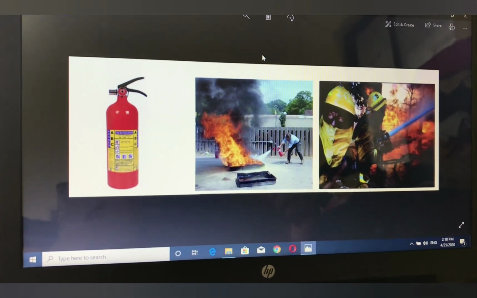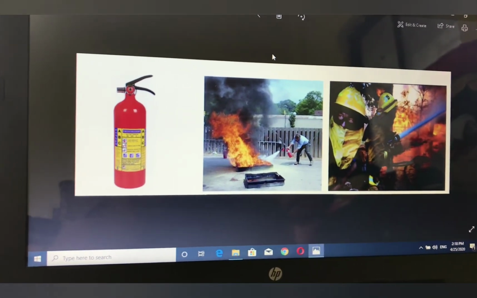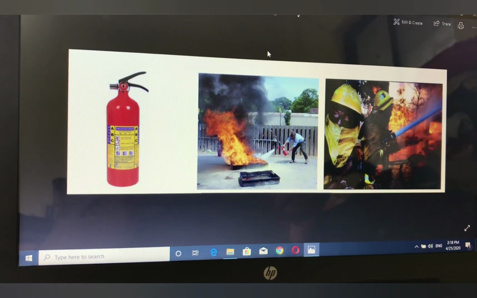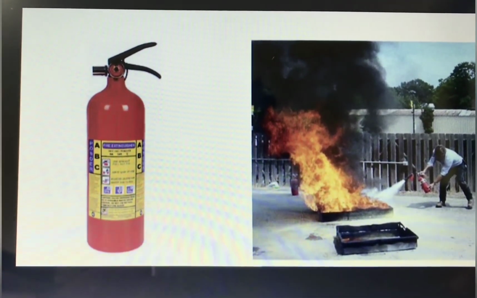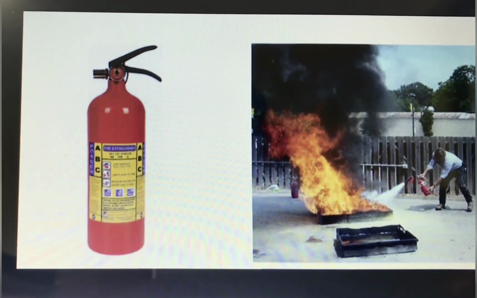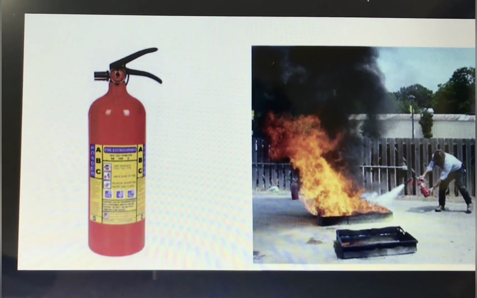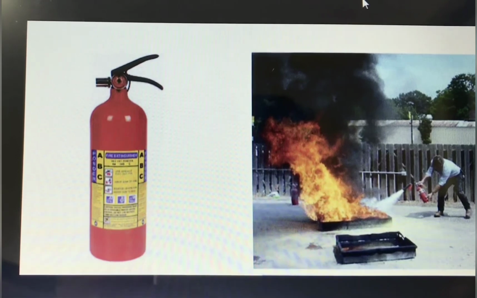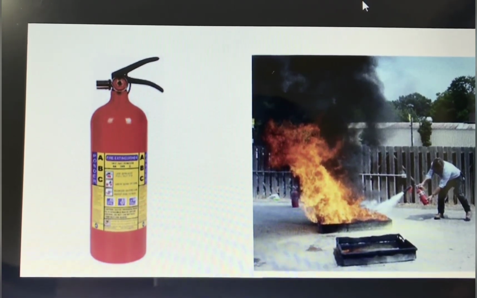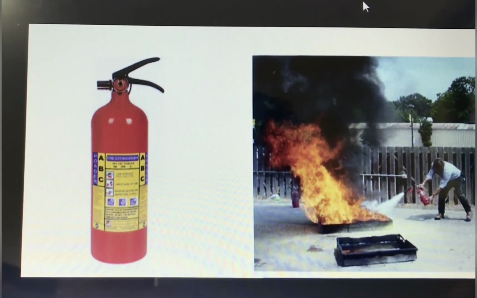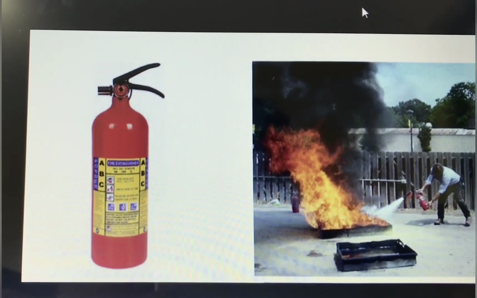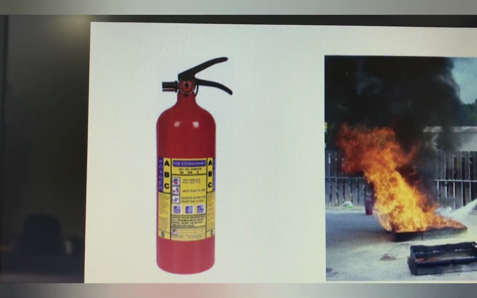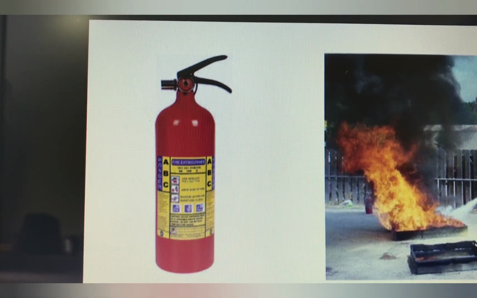This is the fire extinguisher, and here you can find there are 2 chemicals. The powder sodium bicarbonate, that is the baking soda, or potassium bicarbonate, may be in the powder form, and another container will contain a certain amount of acid, that is hydrochloric acid.